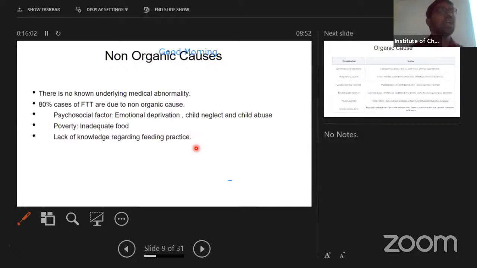And in non-organic causes, the main cause is poverty and lack of knowledge regarding feeding practice. And the psychosocial factor is also a major factor.